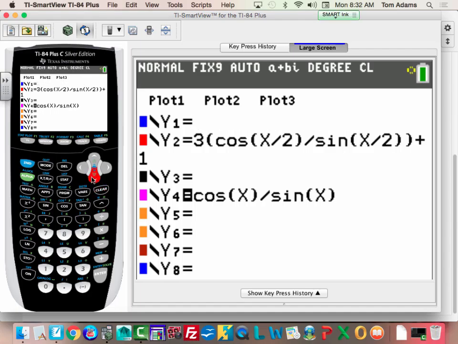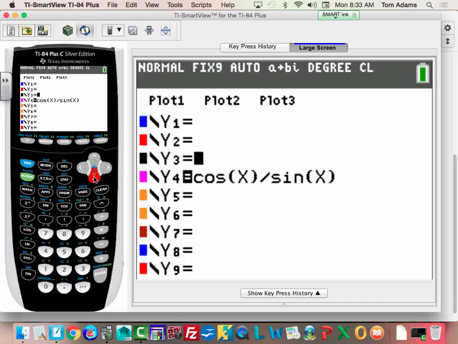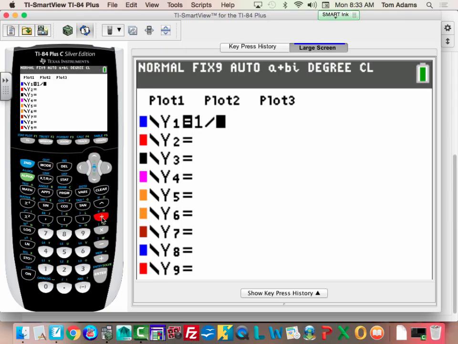I'm going to clear all these things out. Now, how do I graph secant? 1 over cosine. So I'm going to say 1 divided by cosine of x, and I'm going to hit enter.